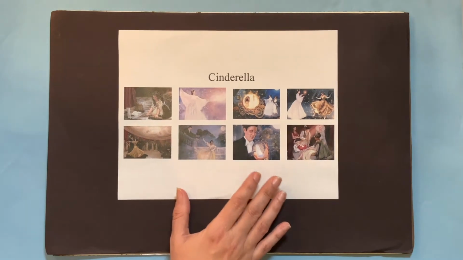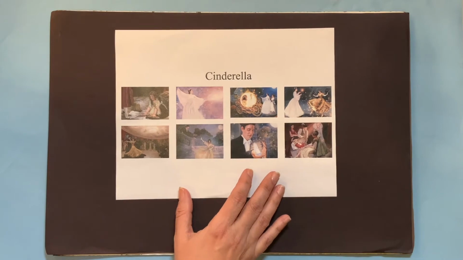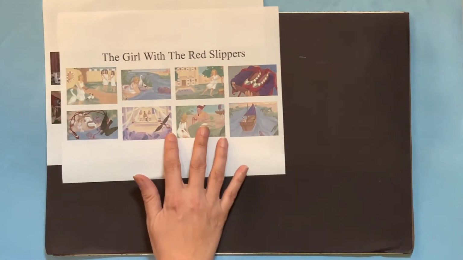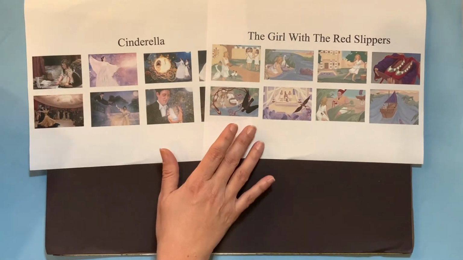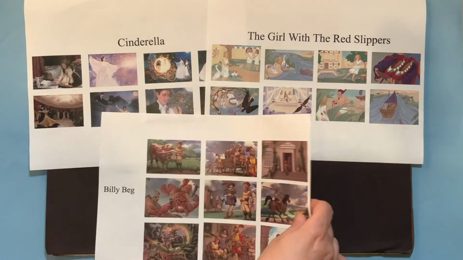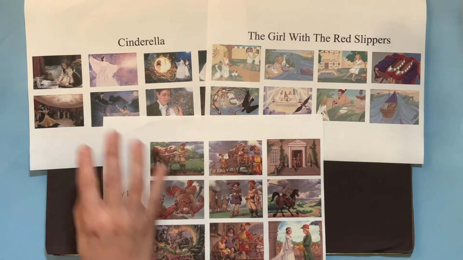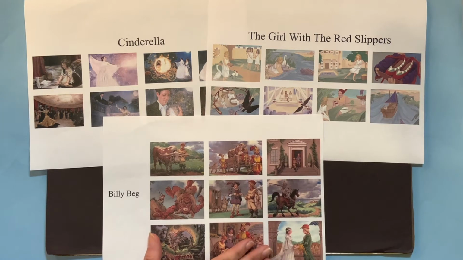See, this is the one we have for Cinderella. And I did pull out a couple of the pictures. And here's the one for the girl in the red slipper. I'll just put it here. Cinderella, the girl with the red slipper. And this is Billy Beg. Now remember, in each one of these stories, we have a character, the setting, and the events of the fairy tale. So each one of these pictures tells the events of the fairy tale.